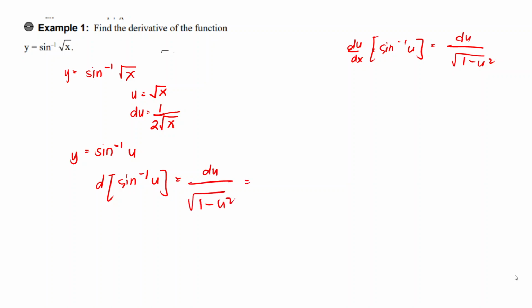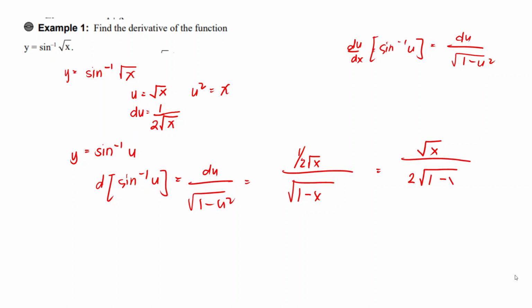So, substitute natin. Du is 1/2 square root of x. Square root of 1 minus what is u squared? That is x. Okay? 1 minus x. Okay? So, ayusin natin ang itsura niya. 1 over 2 square root of x times square root of 1 minus x. Okay? So, ito na po yung ating final answer sa dy over dx. Okay? So, that's how you answer inverse function.